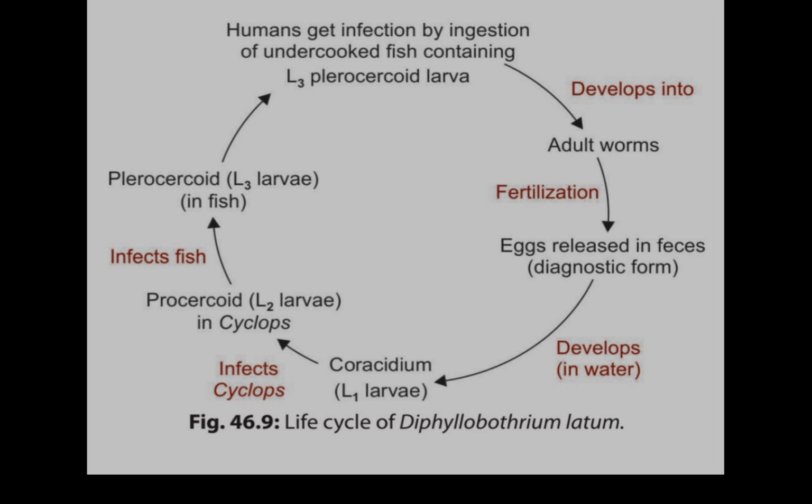Humans get infection by ingestion of undercooked fish containing L3 plerocercoid larva, and in humans it develops into the adult worm. This adult worm, after fertilization, releases eggs in the feces, which is the diagnostic form, and I told you that eggs are operculated. These eggs develop into coracidium larvae, which infect cyclops. In the cyclops, procercoid larvae develop, and these cyclops infect the fish, and in the fish plerocercoid larvae develop, which are then ingested by humans.